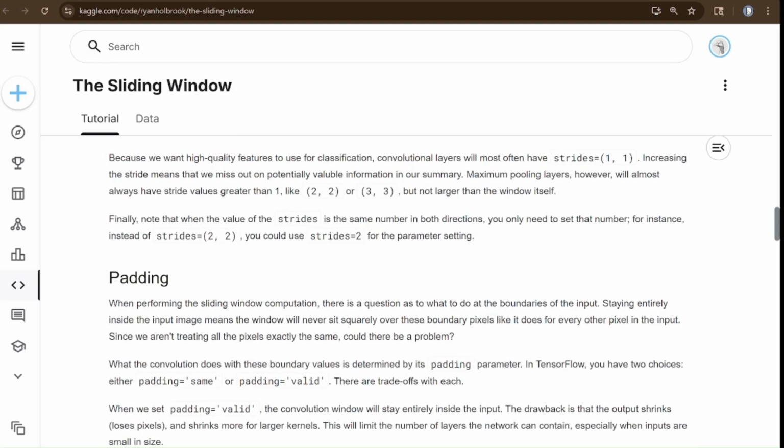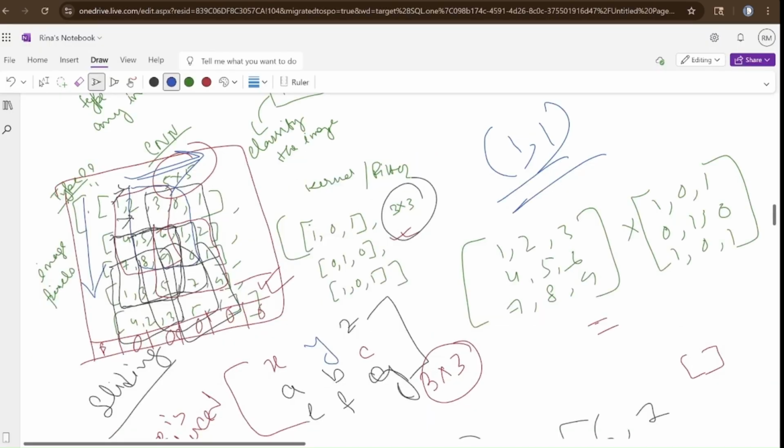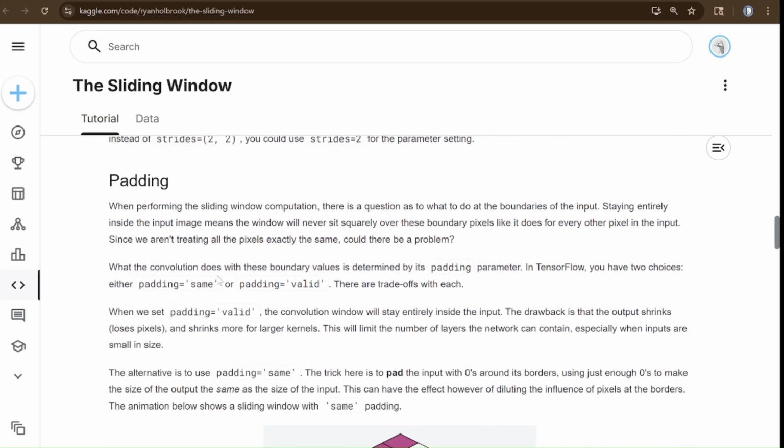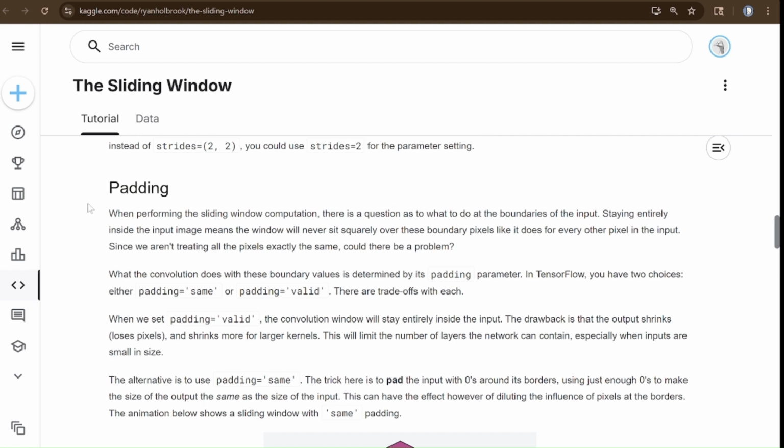Now finally, note that when the value of the strides is the same number in both directions, you only need to set that number. For instance, instead of strides 2, 2, you could use strides equal to 2 for the parameter settings. They just want to say that if you are using same, then you just write 1. Okay, if you are using 2, 2, then just write 2, nothing else. Okay, if you are giving different, then that's a separate thing. Otherwise, you can just write strides equal to 2. That means left to right is also 2, top to bottom is also 2. Okay. Next one is padding.